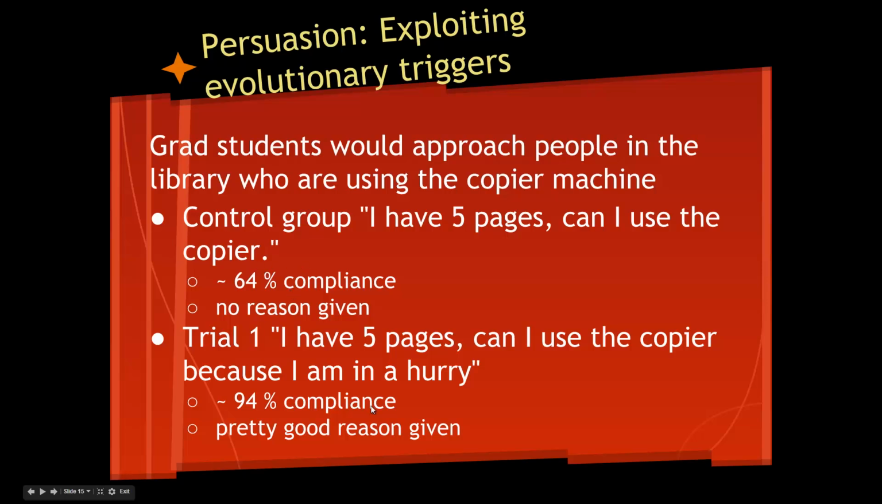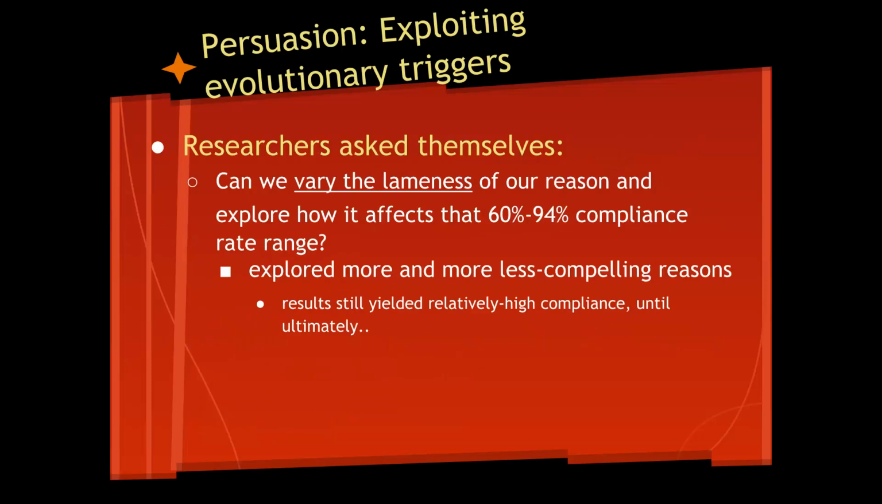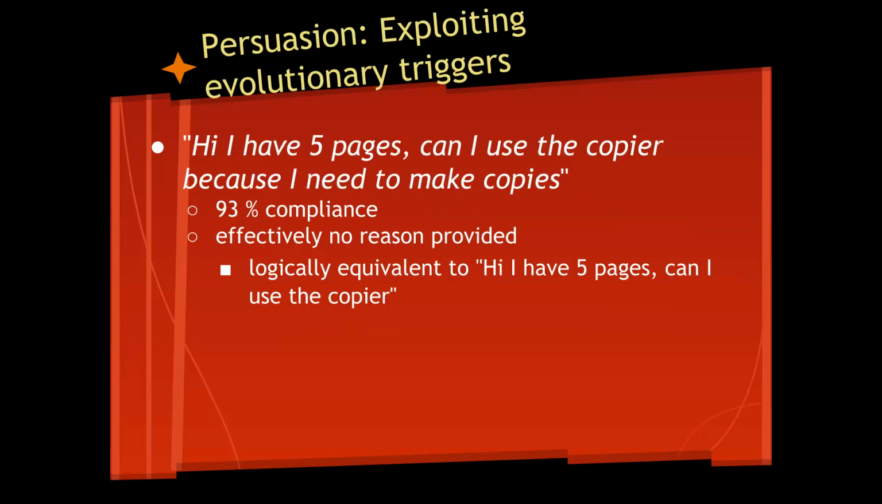What they decide to do after that is vary the lameness of the reason scientifically to see what might give you an advantage in gaining compliance from someone for any arbitrary request. So really their thesis was, can we vary the lameness of our reason and explore how it affects this compliance rate range? And they explored more compelling reasons and then less compelling reasons. And the results, regardless of what the reasons were, resulted in ultimately relatively high compliance.